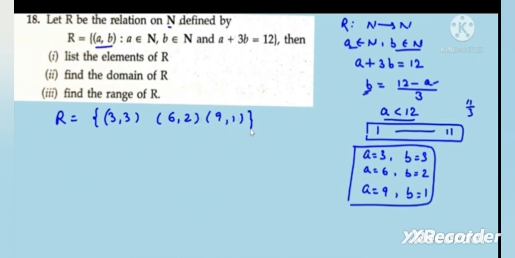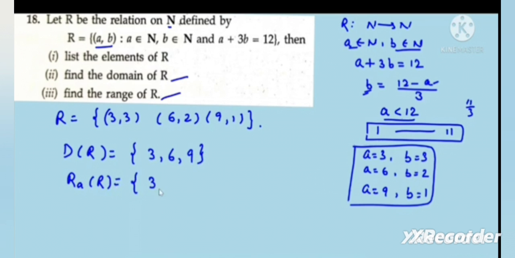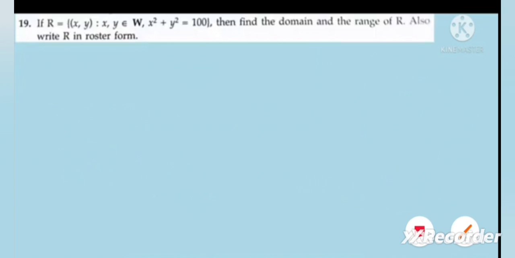Then the ordered pairs are (3, 3), (6, 2) and (9, 1). Now from there we have to find the domain of the set. That means domain is what? Only the first components, as we know, that is 3, 6 and 9, and the range is what? 3, 2, 1.